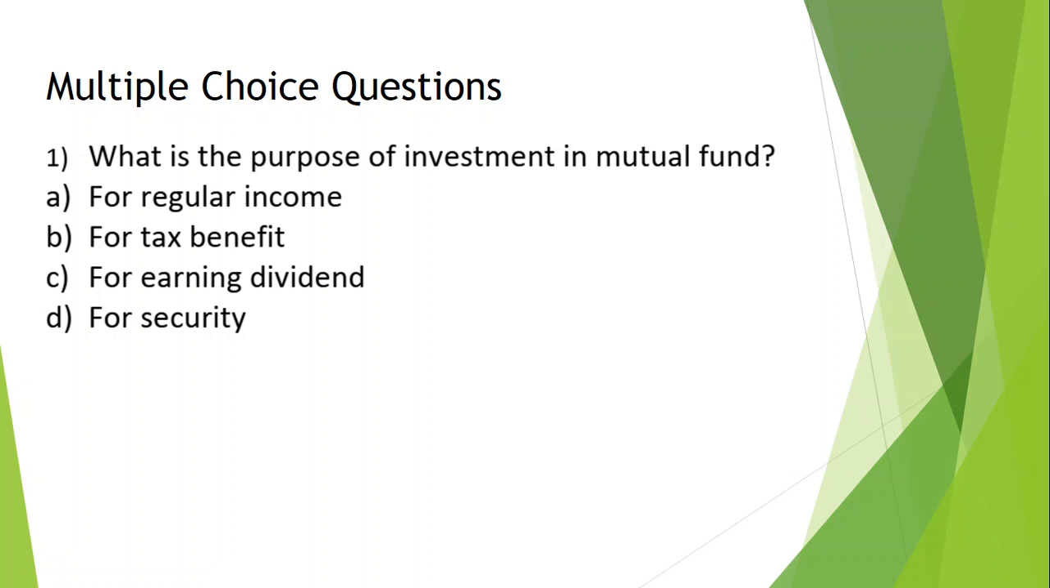Question number 1. What is the purpose of investment in mutual funds? Option A, for regular income. Option B, for tax benefits. Option C, for earning dividend. Option D, for security. What could be the answer for this? The answer is option A, for regular income.